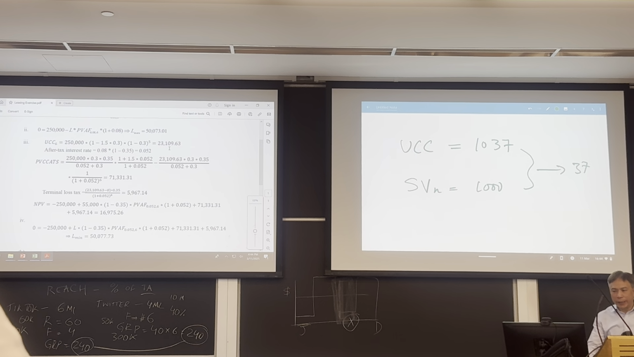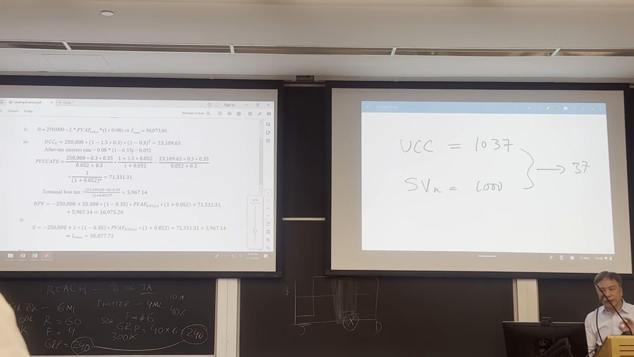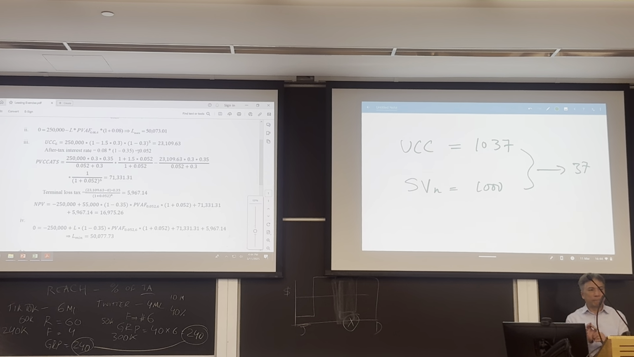23,109. Right? Now, this is the after-tax interest rate because the tax rate is 30%. So the discount rate for the lessor should be 5.2%. All right? So now you use the CCA tax shield formula. Since this asset class terminates, we always use the UCCN in your X calculation. All right? So this should be 71,331.